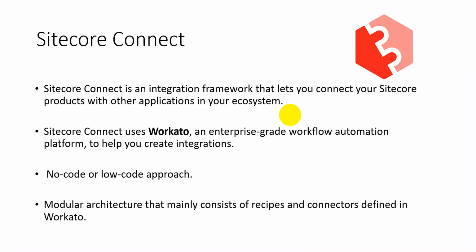Sitecore Connect is basically a white label product based out of Workato, which helps you to create your integration. There is already a company by the name Workato. So Sitecore Connect is a white label product, and we have an engagement with Sitecore for that. So we are using that. And Sitecore Connect is also a no code or low code approach. Why do we call it a no code or low code approach? Because either you don't have to write any line of code there, or very minimal code is required to perform that integration.